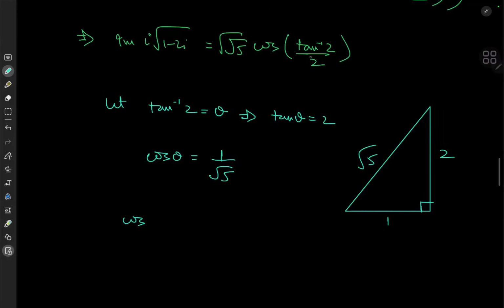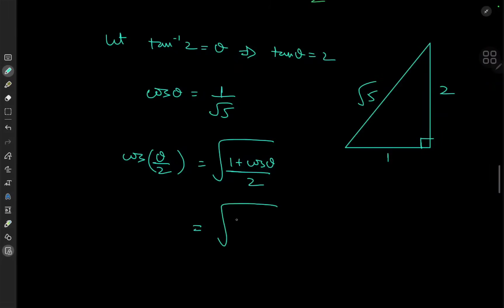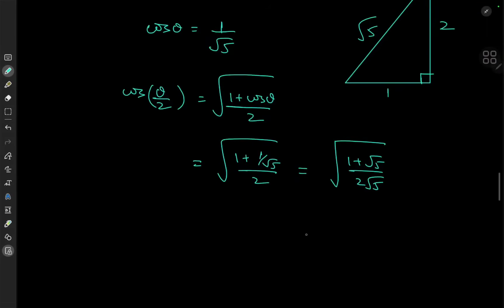And I'm actually interested in cosine of theta over 2. So cosine of theta over 2 would be root 1 plus cosine theta over 2. So that sorts out to root 1 plus 1 over root 5 over 2. Expanding this yields root 1 plus root 5 over 2 times root 5. And of course, 1 plus root 5 over 2 is the golden ratio. So that's a surprise appearance by another important constant.